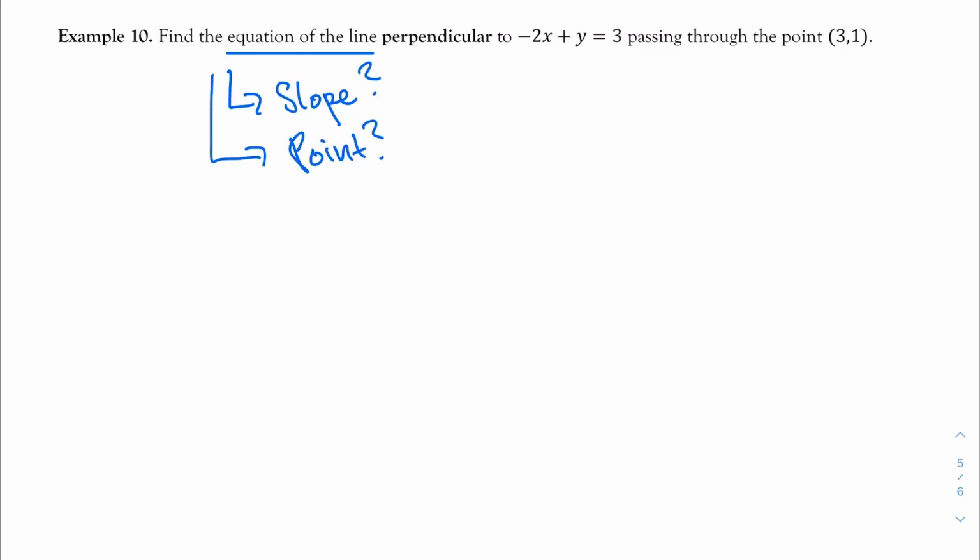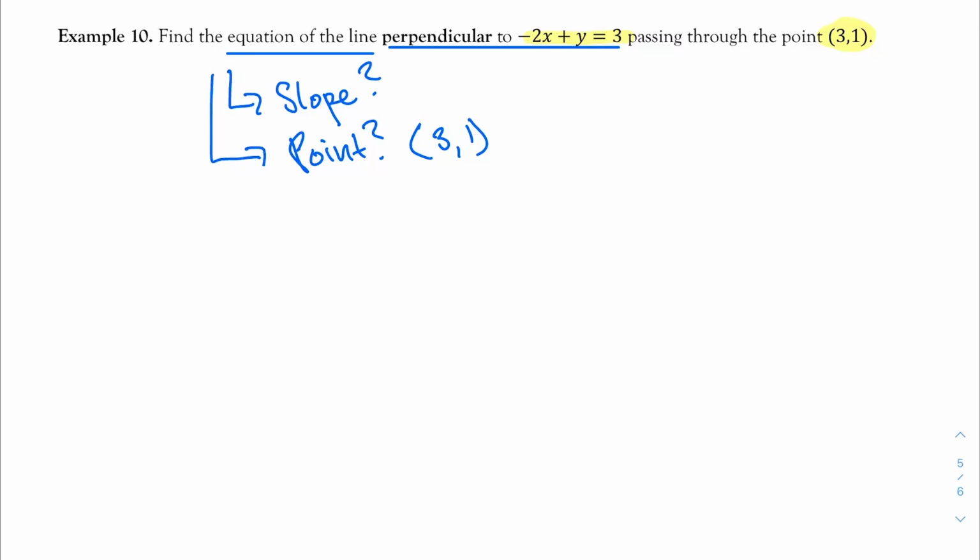Well, if I read the sentence, I have a point, (3, 1). I'll go ahead and write it next to here. I need a slope. To figure out my slope, I look at the rest of this statement. I want it to be perpendicular to negative 2x plus y is equal to 3. I know to be perpendicular, I need to figure out the slope of this line, negative 2x plus y is equal to 3, and then I need to take the negative reciprocal.